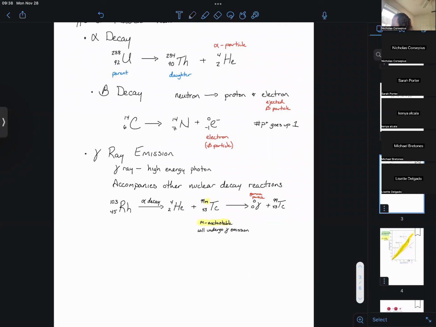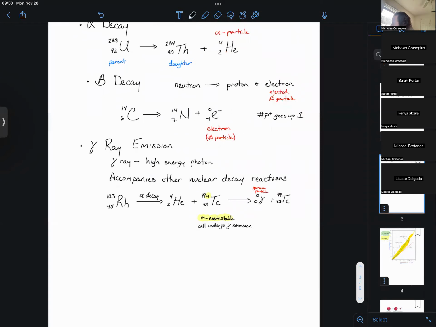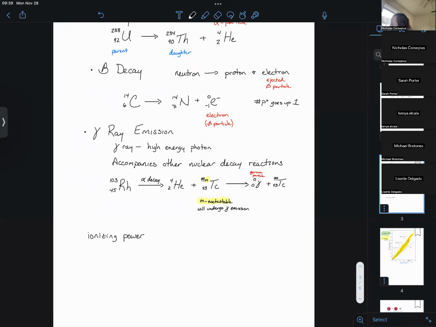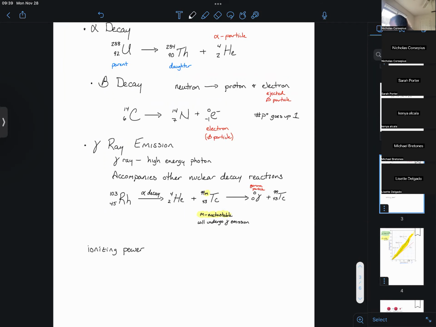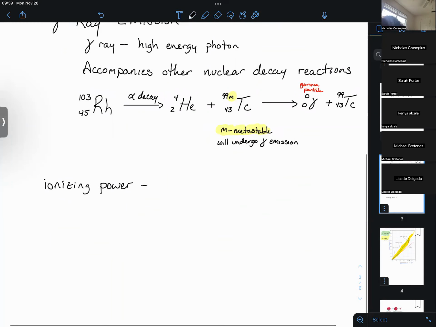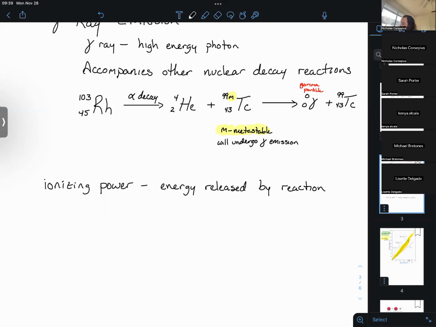All right, so actually before we go, there are two more categories, but before we go on comparing alpha, beta, and gamma, there's sort of two considerations with regard to these types of nuclear reactions, and this is the ionizing power of that particle that's emitted, either the alpha particle, the beta particle, or that gamma photon. Ionizing power is more or less the energy released. So how high energy that particle is.